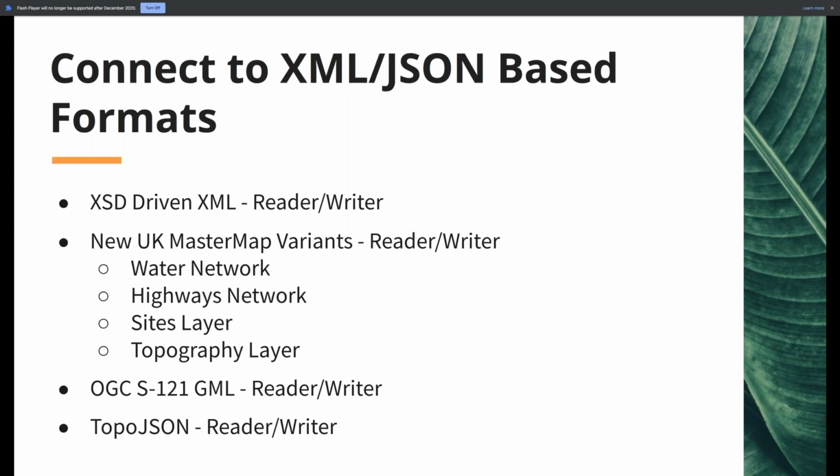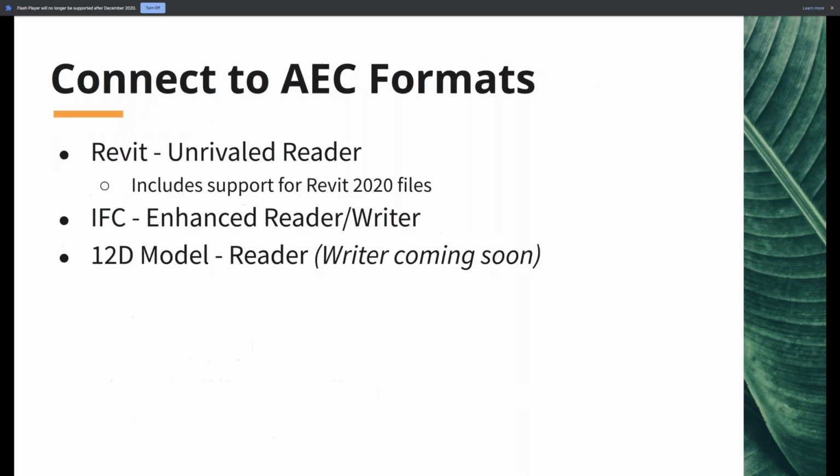I think Trent knows something about that on Q&A. On the Ordnance Survey of the UK MasterMap, we can read and write a variety of the new layers there, and that all was because of this XSD business. And then the S-121, I can't remember what that's for, but I think it might be for navigation. Anyway, we can read and write that. And lastly, TopoJSON's been there for a bit. It pops up from time to time. It's a very efficient way of using polygon coverages on the web.